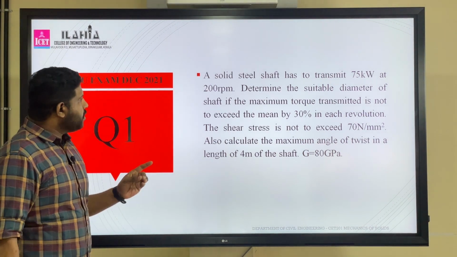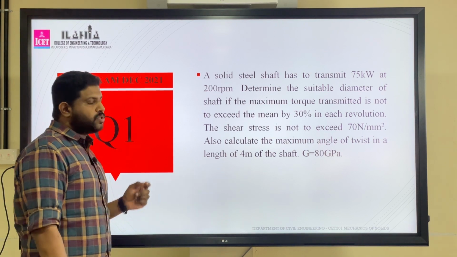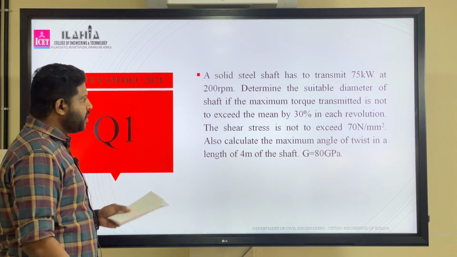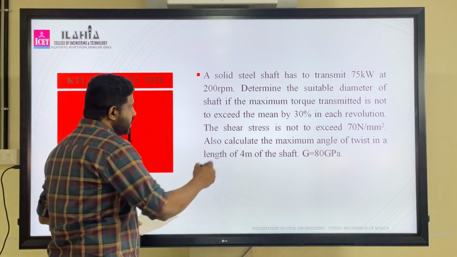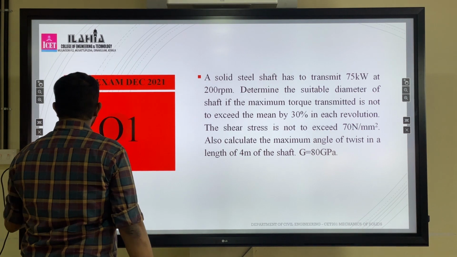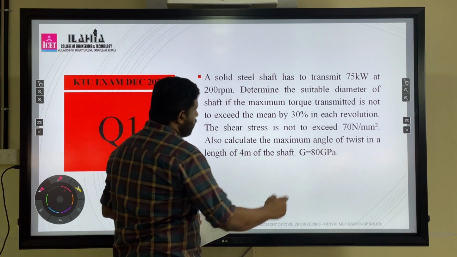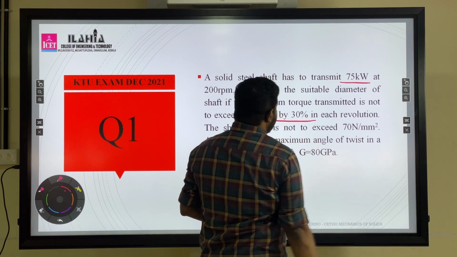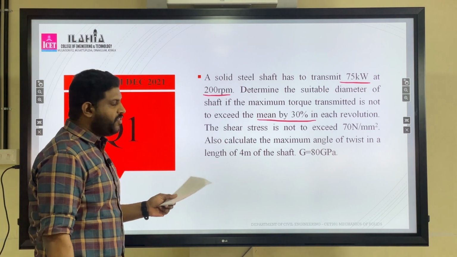So in this question, a solid steel shaft has to transmit a power of 75 kilowatt, which is rotating at 200 rpm. We are asked to calculate the diameter of a shaft, and the shaft is capable to transmit a torque which exceeds 30% of the mean torque. The power that has to be transmitted by the shaft is 75 kilowatt, and it is rotating at 200 rpm. That is the first part of the question.